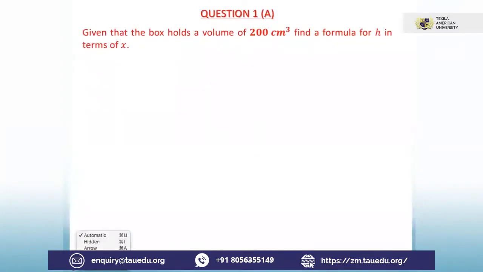Now, the first question says, given that the box holds a volume of 200 centimeters cubed, find a formula for h in terms of x. So this is what we're going to do, learners. Remember that this is a rectangular prism, so I have to take note. What are the items that I need? I need the length, the breadth, and the height. According to the question, the length is x, but because the base area is a square, the breadth is the same as the length. But the h is still h.